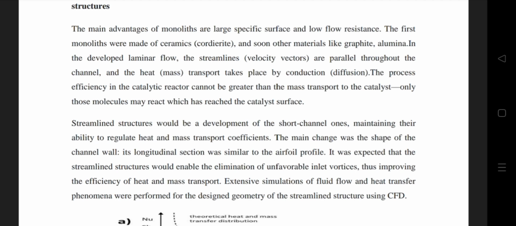In developed laminar flow, the streamlines are parallel throughout the channel, and heat transport takes place by conduction, that is, diffusion. The process efficiency in the catalytic reactor cannot be greater than the mass transport to the catalyst. Only those molecules may react which have reached the catalytic surface.